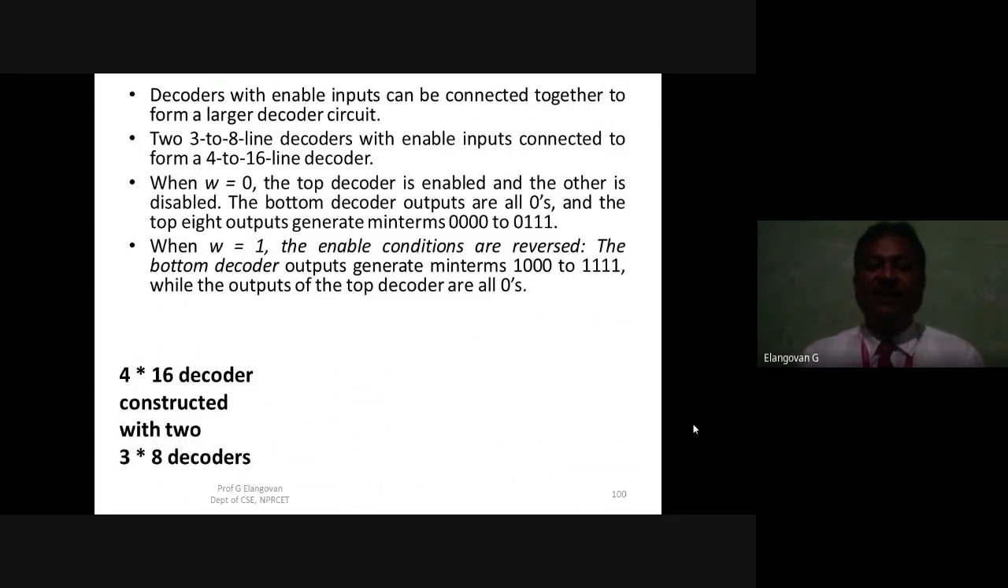In similar fashion, we can go for a 4 to 16 decoder and a 5 to 32 decoder. We can keep on extending this operation. Another thing is that with the available lower order decoders, we can design higher order decoders. That is, if you have 3 to 8 decoders, we can construct a 4 to 16 decoder.